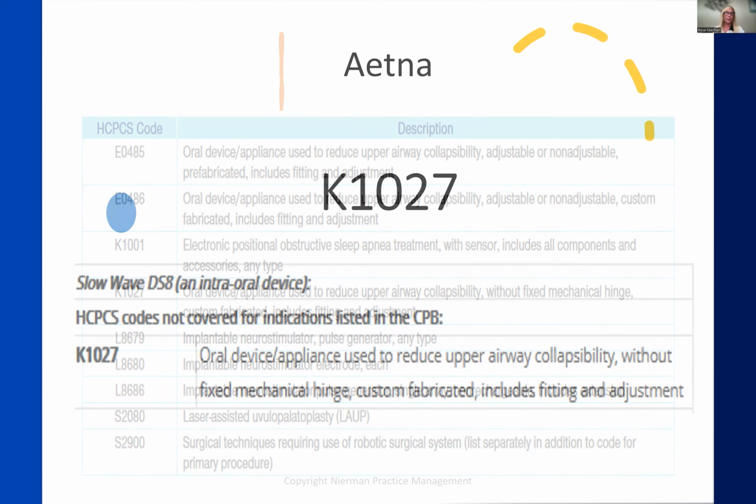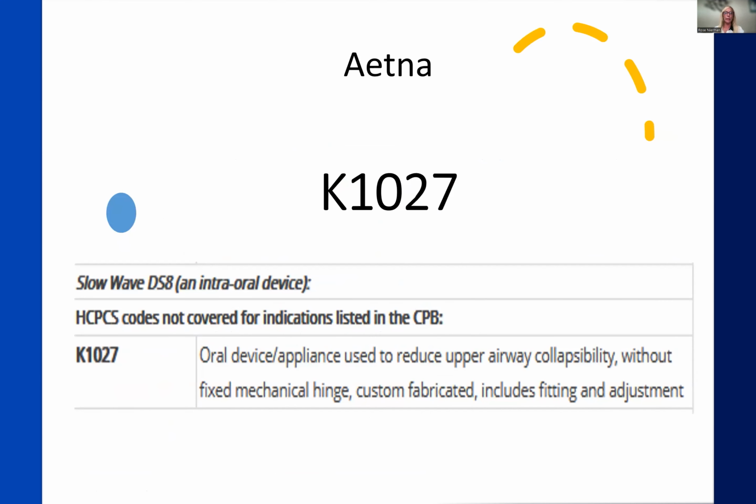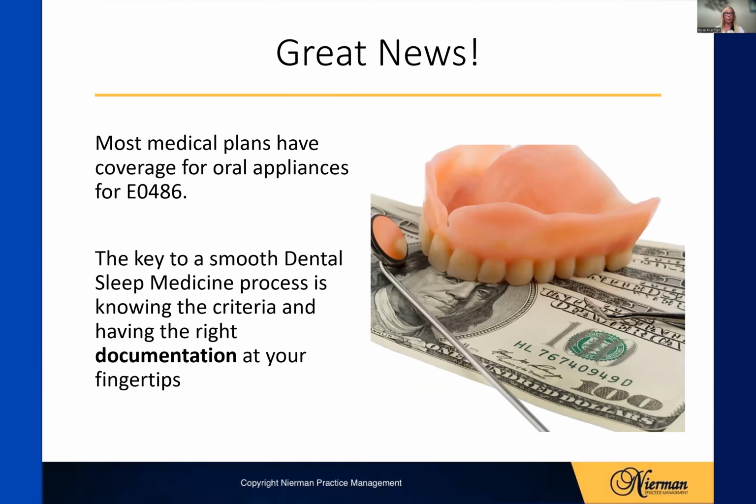Yeah, so that's it. There's the Aetna policy, not covered. They went a little further on this policy and said it's not covered. That's interesting. So we'll give you the good code to use, the one that we'll be using when we're billing medical. And almost all medical plans, the good news is, do have coverage for oral appliances for the code of E0486, as long as you have the right documentation.